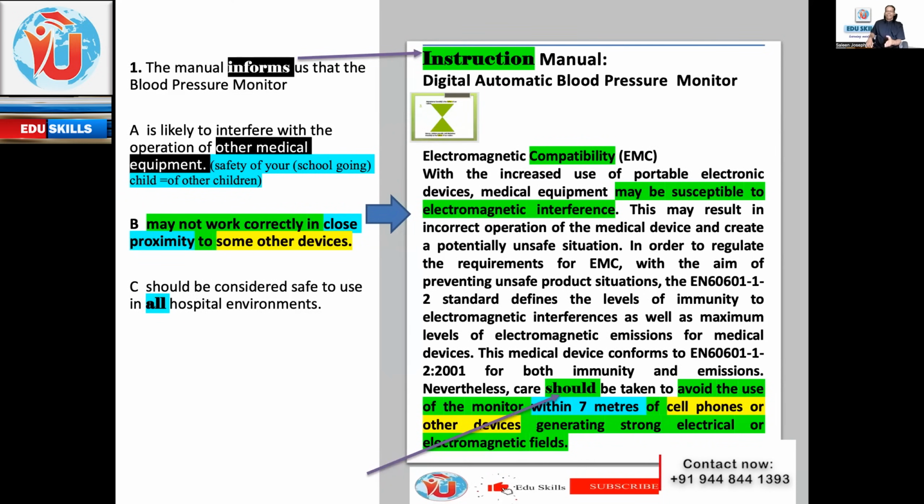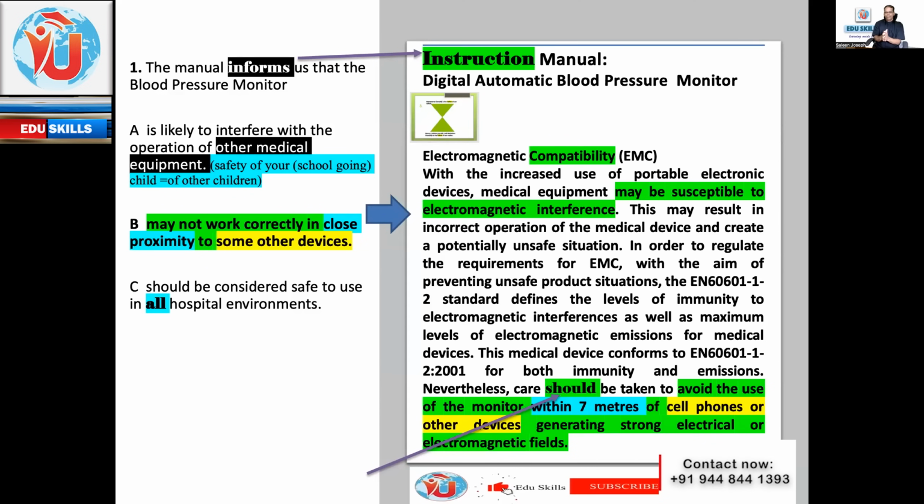In that text, they will never speak about the blood pressure monitor being likely to interfere with the operation of other medical equipment. That is not discussed here at all. Here the focus is the blood pressure monitor, and the opposite side is other electronic devices, not medical equipment or medical devices. The problem is between your blood pressure monitor and cell phones and other devices in the proximity.